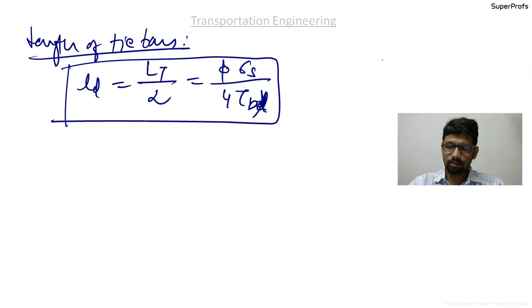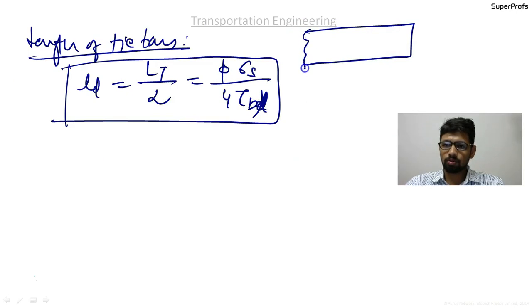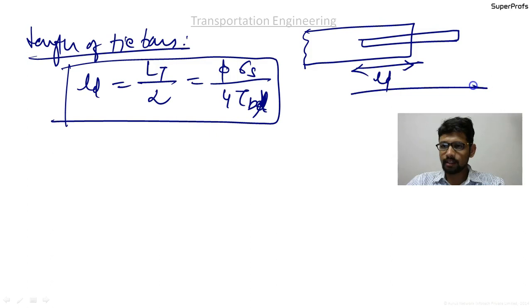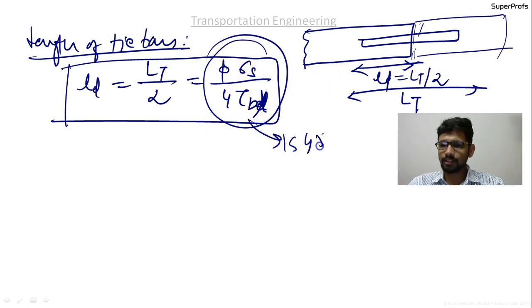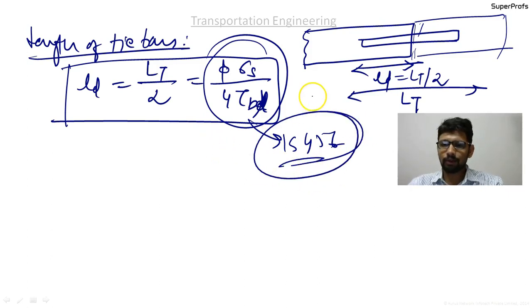So where does it come from? I'll draw a figure over here. This is one pavement on only one side. This is length LD that we are stating over here, and this complete length is LT. So LD equal to LT by 2, and there will be another slab on this side which I am not showing. This formula comes from IS456, or you can derive it on your own. That is not a big deal.